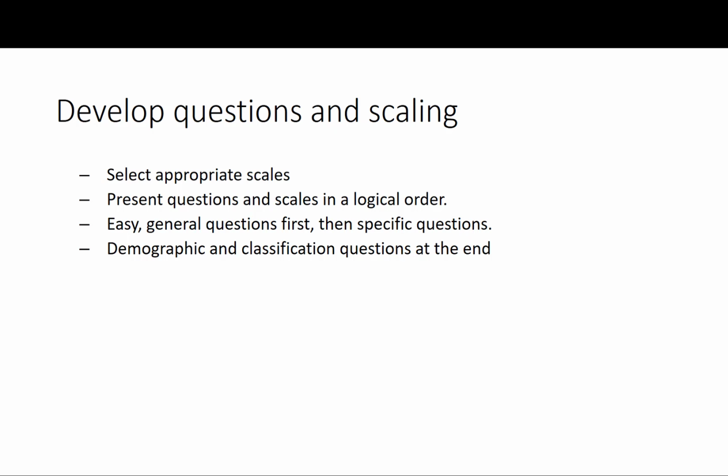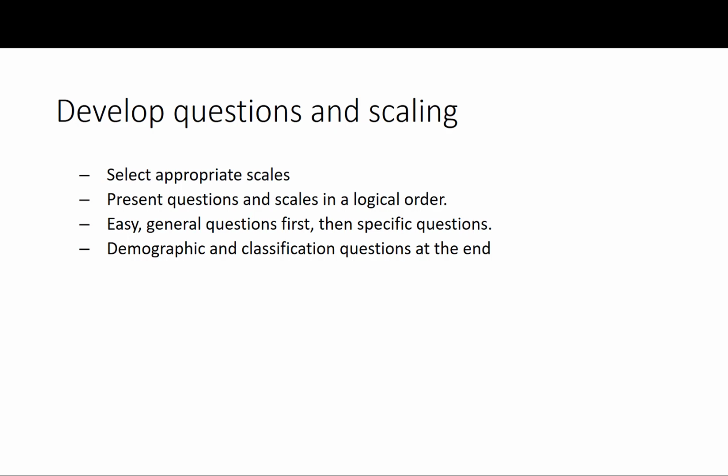After you've decided on what your appropriate scales need to be, you need to present your questions and scales in a logical order. Generally, the rule is that you do the easy, general questions first. So you start with broad concepts, for example the product category information first, before moving on to more brand-specific questions in later parts of the questionnaire.